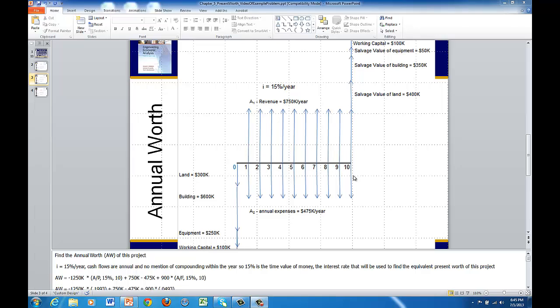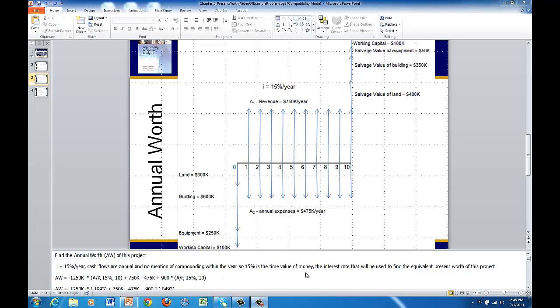Then we subtract the $475 because that's an outflow. That's also an annuity, same cost, $475 every year for 10 years. And then we want to take this $900, the salvage value and working capital we get back at year 10, and find out its equivalent uniform annual payment over 10 years. So it's $900, that's the future. We want to find the annuity given the future at the same 15% over 10 years.